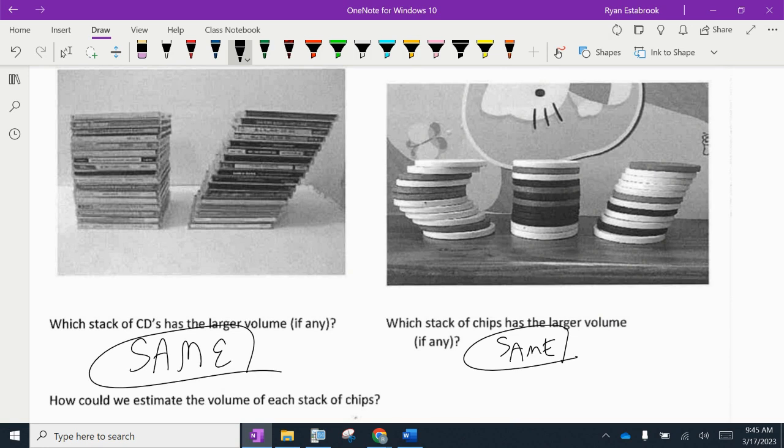They all have the same perpendicular height to them. They all have the exact same area of their base. They're all going to give us exactly the same volume.